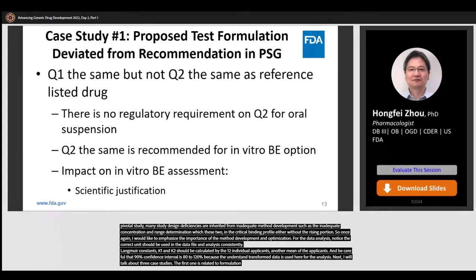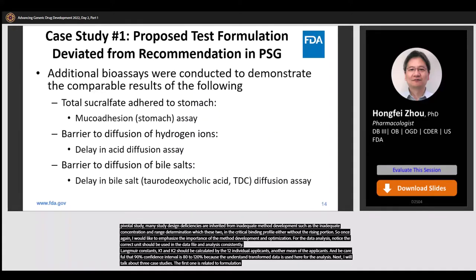So theoretically, this could potentially work out, but comprehensive scientific justification for BE establishment is required. In this case, additional bioassays were conducted to demonstrate that the Q2 difference does not incur a negative impact on BE assessment. A mucoadhesion assay was conducted to demonstrate comparable total sucralfate adhered to the stomach. A delay in acid diffusion assay was conducted to demonstrate comparable function as a barrier to the diffusion of hydrogen ions. And a delay in bile salt diffusion assay was conducted to demonstrate comparable function as a barrier to the diffusion of bile salts.